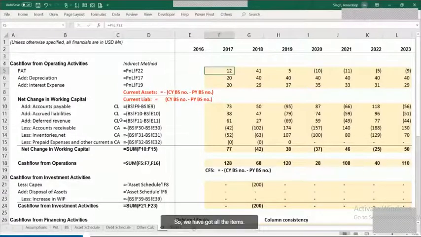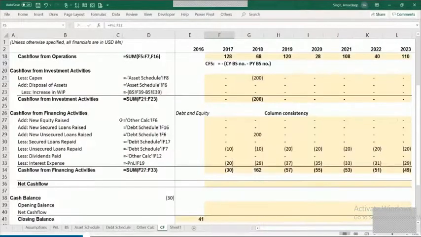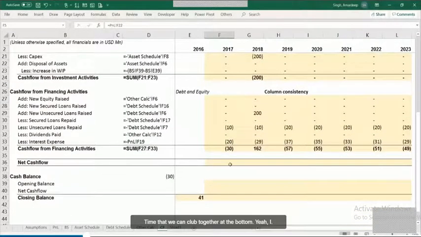So we have got all the items now. It's the time that we can club everything together at the bottom.